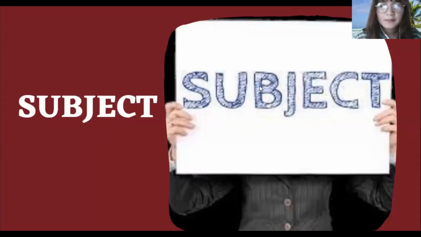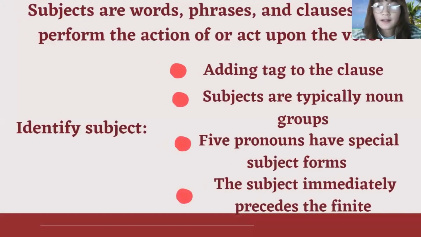Hi everyone, my name is Mai Thị Giang, and now I will talk about subjects. Subjects are words, phrases, and clauses that perform the action of or act upon the verb, and subjects normally precede the finite in the declarative clause and determine the person and number of the finite. There are many formal characteristics used to identify subjects, and there are four ways to identify subjects.